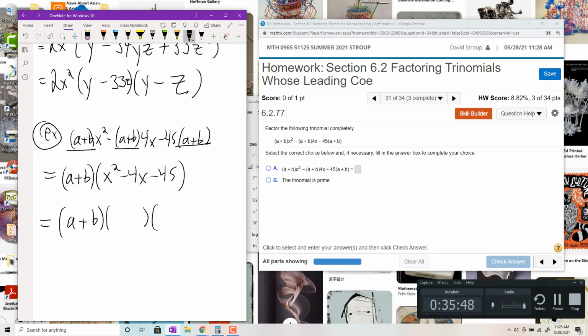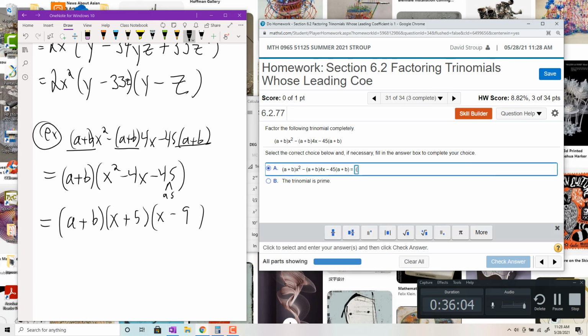So that will be a plus minus scenario. 45 is the same as 9 times 5. 9 minus 5 is 4, so that's good. We need the bigger number to be negative. That should be it. a plus b times x plus 5 times x minus 9.